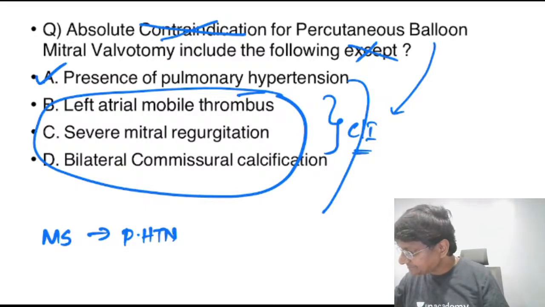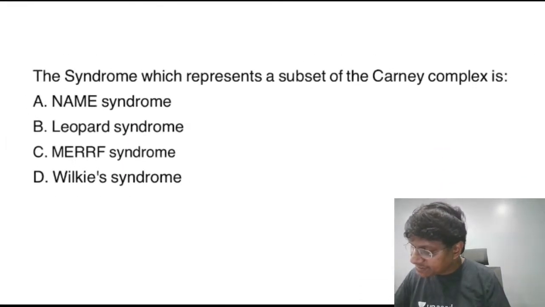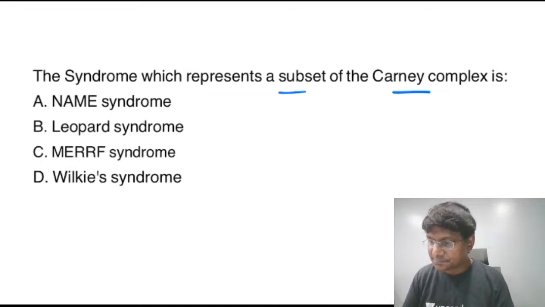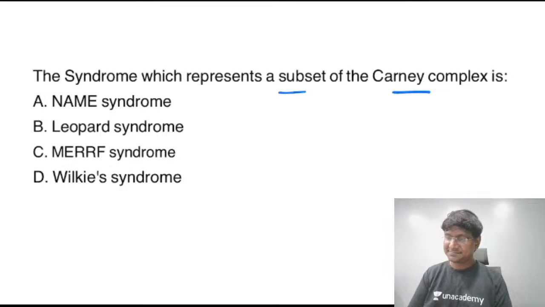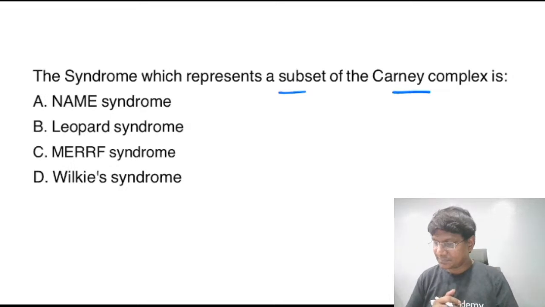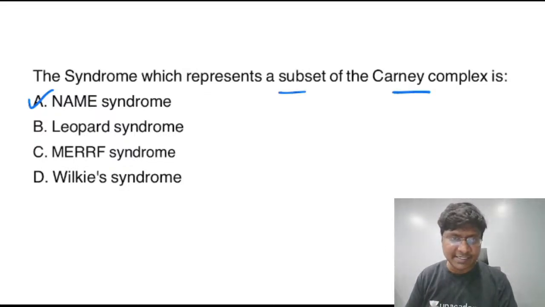Right, next is the syndrome which represents a subset of the Carney complex: NAME syndrome, Leopard syndrome, Murphy syndrome, Wilkes syndrome. The syndrome which represents the subset of the Carney complex is the NAME syndrome. What exactly is that? I will discuss.